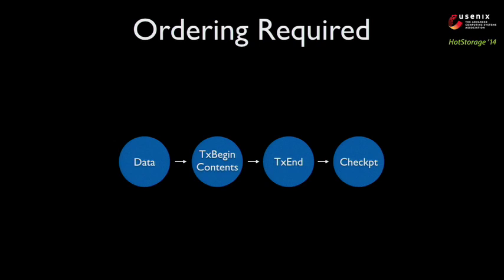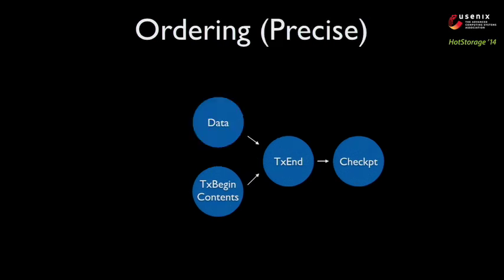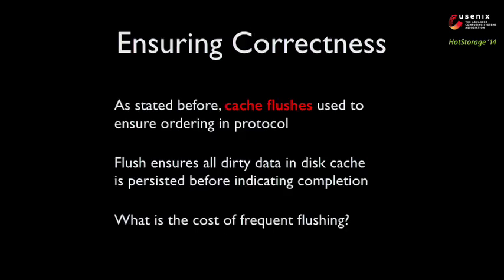So if we think about the ordering required, it's the data before the begin and contents, before the end, and before the checkpoint. And if you're really paying attention, the real requirement is that the data and the transaction begin and contents are both issued before the transaction ends. Actually, there's no ordering between those two because the only thing that matters is that those two things are on the disk when the transaction commits. So that's the actual graphical requirement. Make sense? I'll come back to something that looks like this, so it's worth making sense of it.